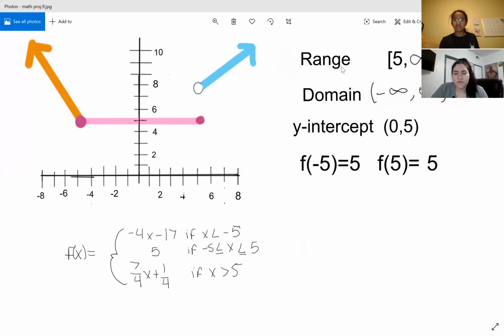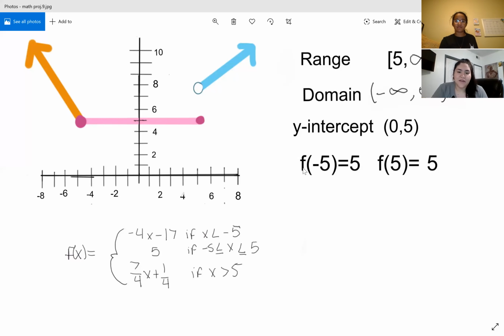So first for the range, it's going to be open bracket 5 comma infinity close parentheses. And this is because our lowest y value is 5. And then for the domain, it's going to be open parentheses -infinity to +infinity close parentheses, because on the graph, on the left side, the arrow goes forever to the left, and on the right side, it goes forever to the right. And then our y-intercept is going to be open parentheses 0 comma 5 close parentheses.